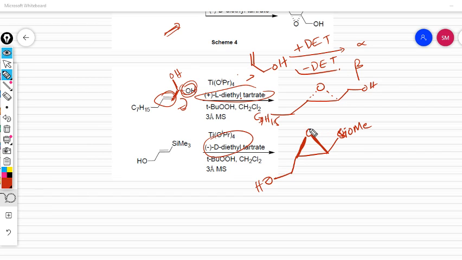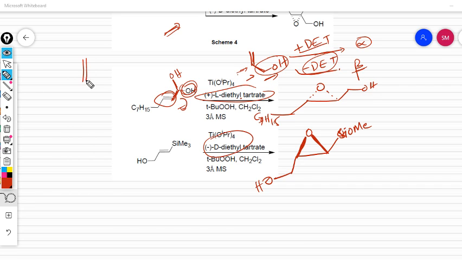Okay, so the mechanism is not required, because the mechanism will make you overwhelmed. So I am not going into the mechanism, but you need to adapt the orientation of the allylic alcohol. Okay, if it is oriented in this form, where the double bond is arranged vertically and attached to the alcohol at the down right side, then plus DET will give alpha epoxide, and minus DET, diethyl tartarate, will give beta epoxide.